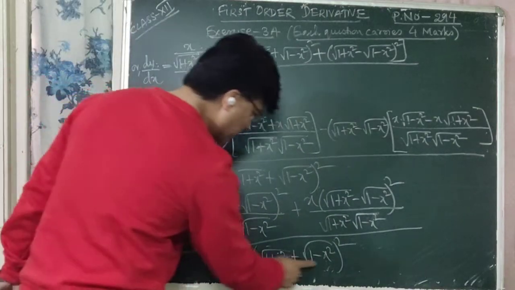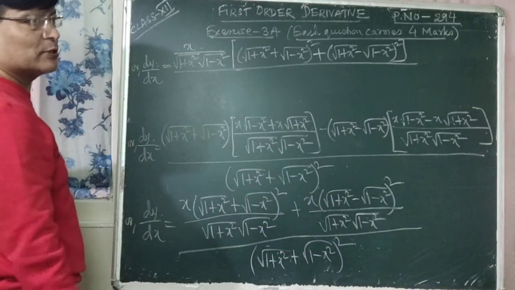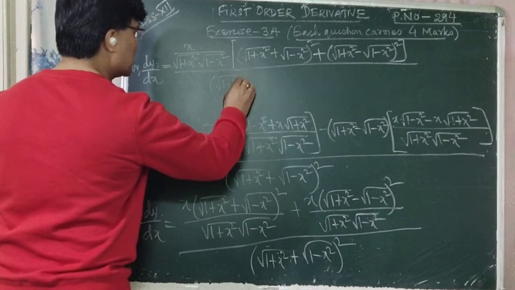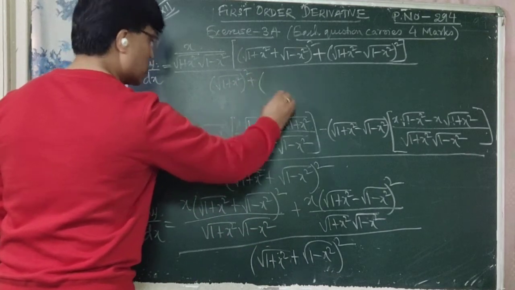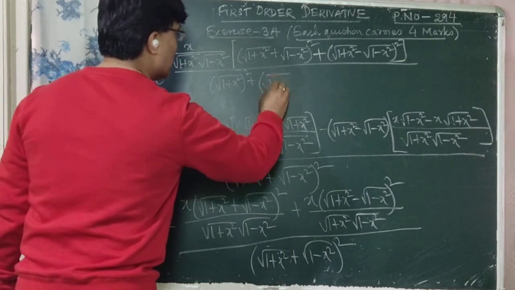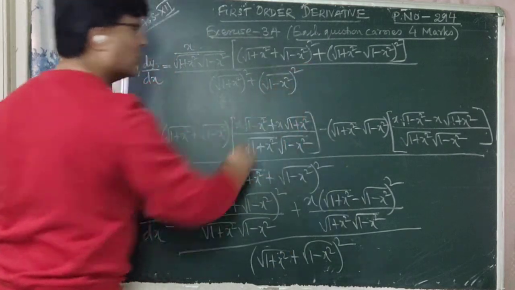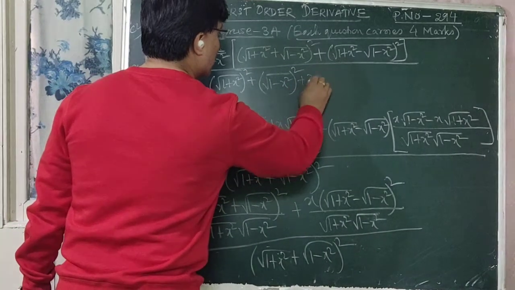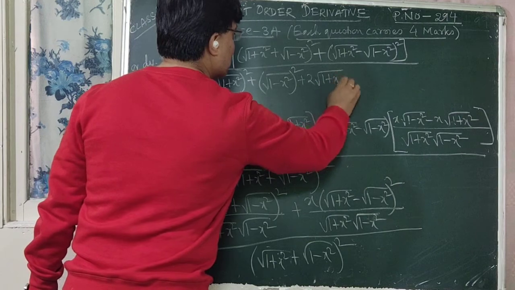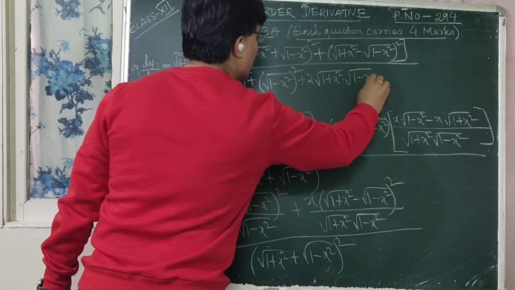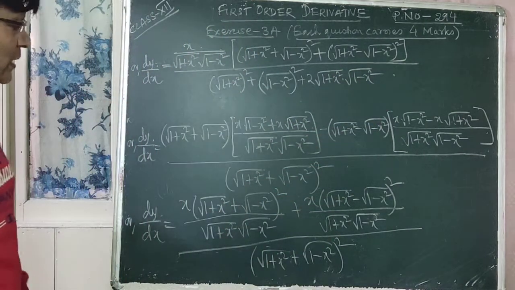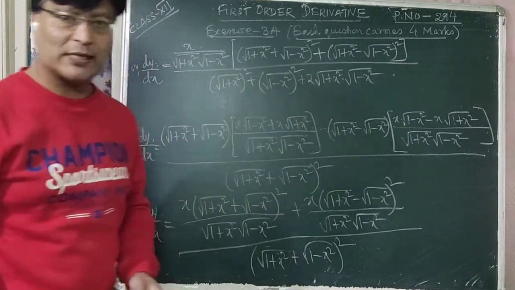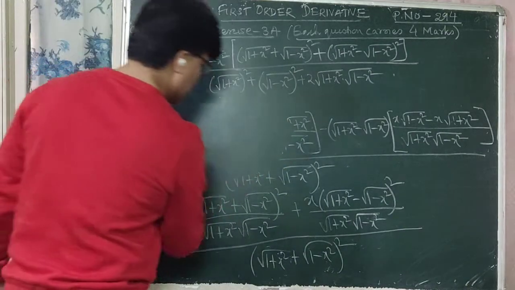You can simplify further, a plus b whole square. You know that what is a plus b whole square? a square. What is a square? Root over 1 plus x square whole square, plus what is b whole square? Root over 1 minus x square whole square. That is your a square plus b square plus twice ab. What is plus twice ab? Plus twice root over 1 plus x square into root over 1 minus x square. Okay. So this is your a plus b whole square, a square plus b square plus twice ab. Okay. So next.